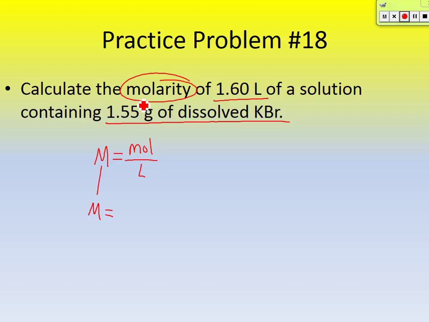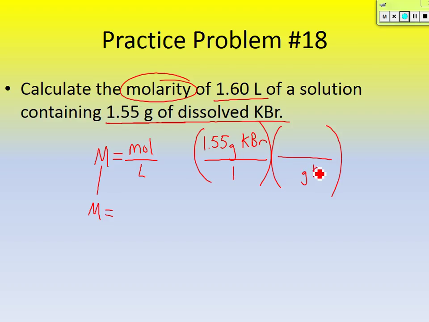Did it give us the moles, guys? No, but it gave us grams, so it gave us a way to convert to moles. So let's do that. 1.55 grams of this substance, potassium bromide. Put it over 1. Let's use a conversion factor and convert to moles. Grams of KBr has got to go on the bottom in order for it to cancel out. We're trying to go to moles, so put 1 mole of KBr on top.